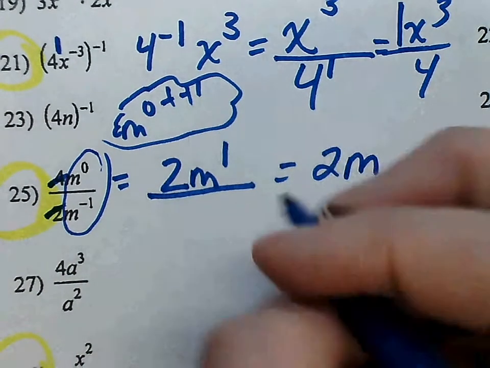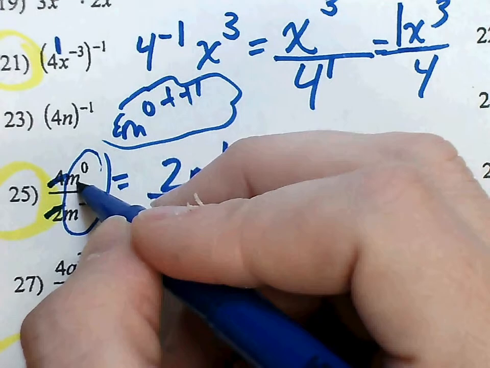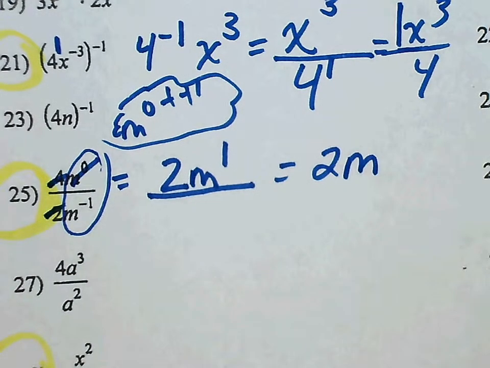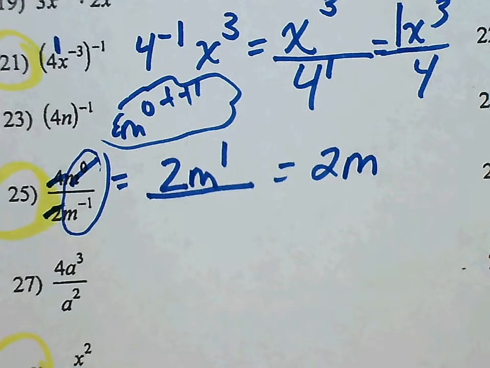Now the other way you could have done this that I saw some people do is the minute they saw m to the 0, they called it 1. Then they just brought the m to the negative 1 upstairs because it was negative. Either way will give you the same answer.